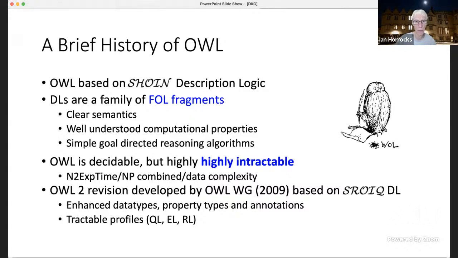And another really important feature of OWL 2, which I'll come back to quite a bit in this talk, is that it actually introduced some tractable profiles that are based on subsets of the main language that the description logic community had already shown were actually tractable and had good, well-behaved algorithms for dealing with them.